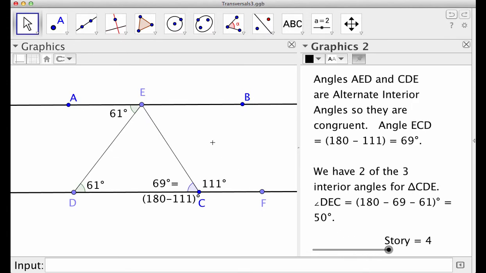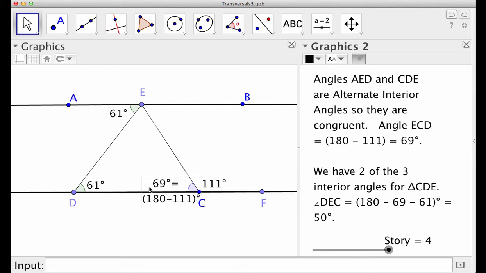Well, we know for one thing that these two angles here, because they are alternate interior angles, must be congruent. So if the angle up here is 61 degrees, then this angle must also be 61 degrees. Similarly, because these two angles together form a straight line, they must be supplements. So this angle right here, 69 degrees, we can get by subtracting 111 from 180.